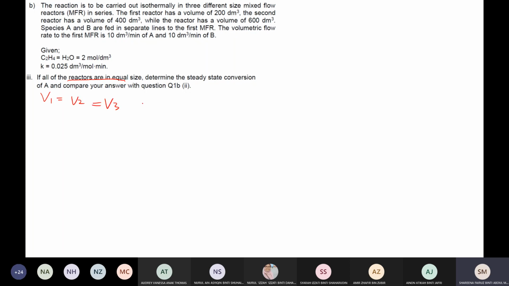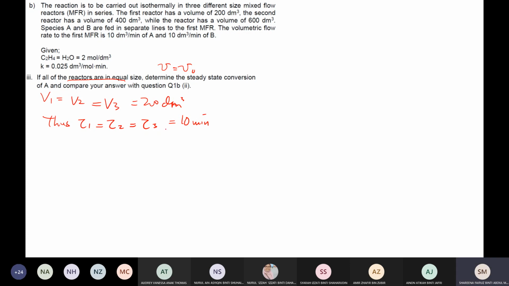Okay, let's say you put it as 200 decimeter cube. Okay, and then of course kalau V sama, okay, and this is dekat liquid. So dekat MFR usually V akan equal to V0. So automatically tau ni akan samalah. So thus tau 1 is equal to tau 2 is equal to tau 3. Okay, let's say you put as 10 minute. Okay, ikut pada you. Sekarang kita just nak analyze.